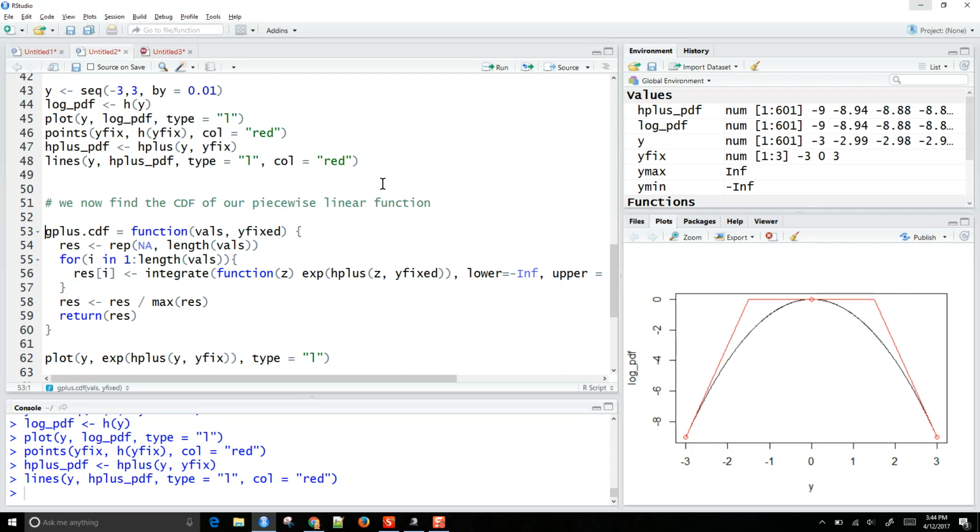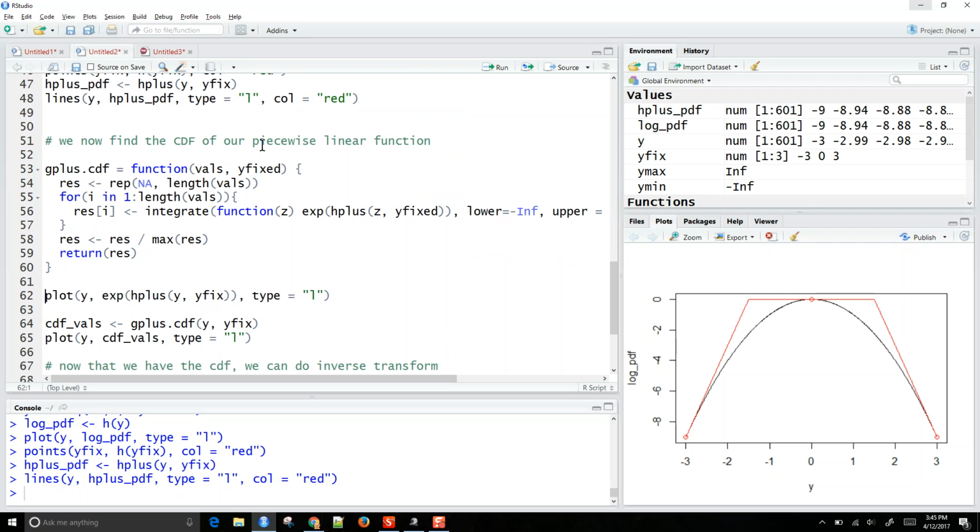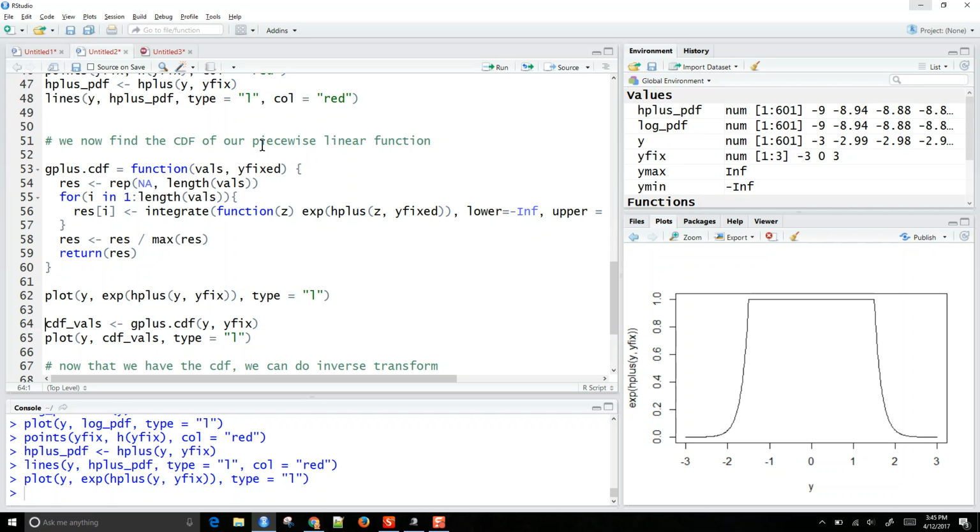Okay, and so if this is what we have, then we can generate the inverse CDF, right? And this is the log of the PDF, so the actual PDF is going to be this thing exponentiated, which looks funny. Let me just show you what it looks like when I exponentiate this. Okay, and this doesn't quite look like the normal distribution. If we were to plot lines y and exponentiate h of y, type equals l, and we'll say color equals blue.